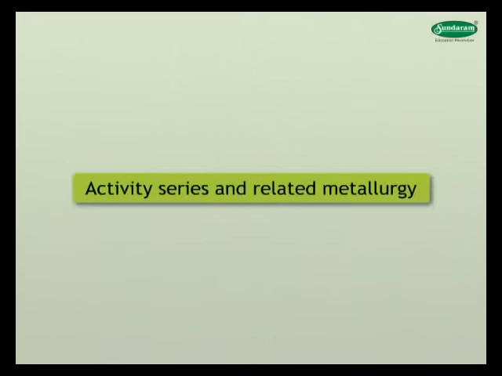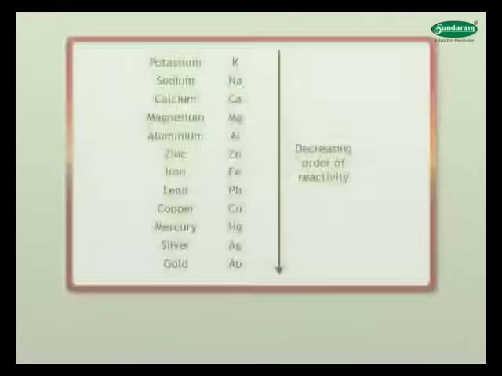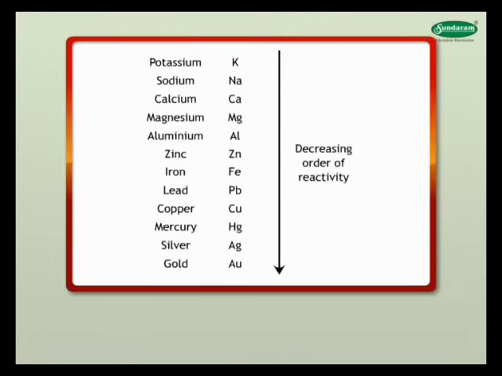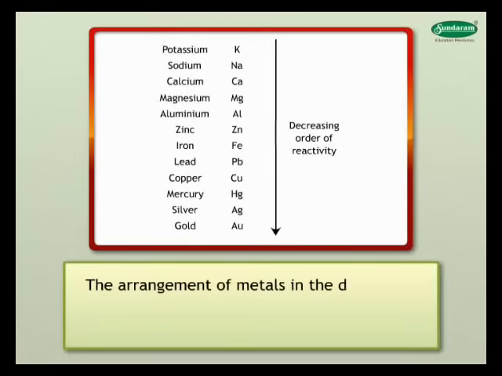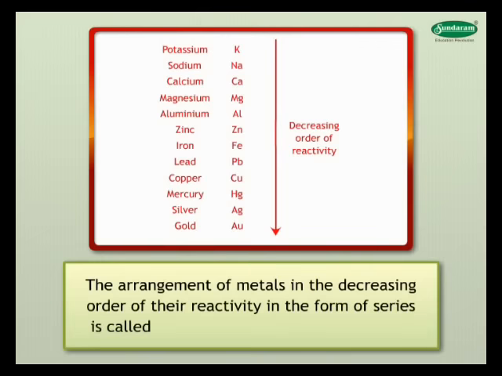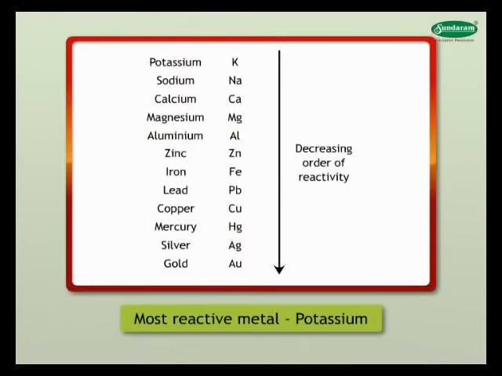Let us first understand the activity series and related metallurgy before we study the extraction of metals. You have learnt how the reactivity of elements differ for different metals. The arrangement of metals in the decreasing order of their reactivity in the form of series is called the reactivity series of the metals. Thus, the most reactive metal is potassium and is placed in the top of the list, and least reactive metal is gold, which is placed at the bottom of the list.